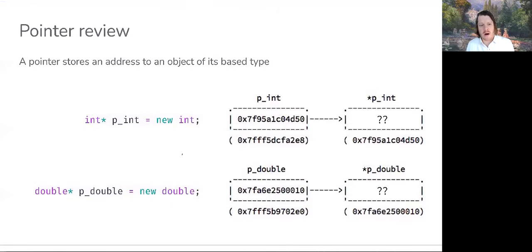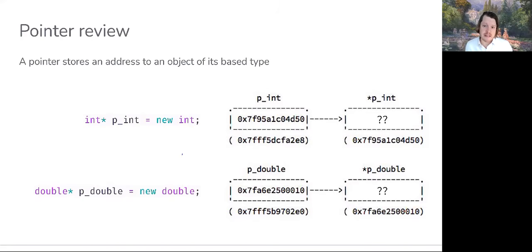So, pointer review. A pointer is an object whose value stores an address to an object of its base type. If you recall from our introduction to the free store lesson, we said that there are different regions of memory. We have the code static region, we have the stack, and then we have the free store.